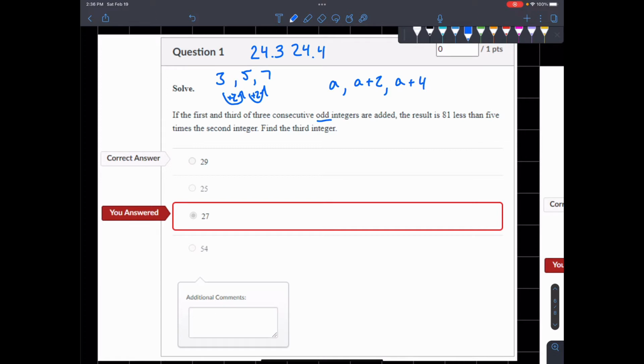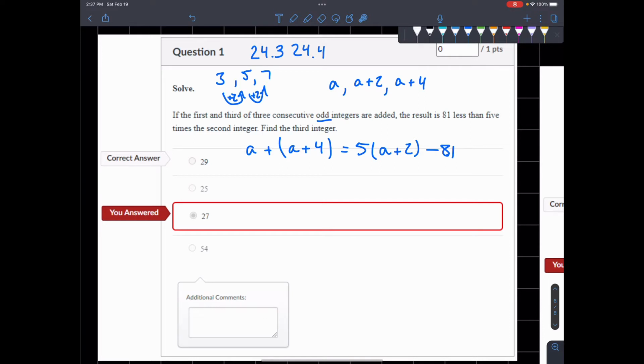So it says, reading this statement, if the first and third of the 3 consecutive odd integers, this one and this one, are added, all right, so let's write that down. So a plus 4. The result is 85 less than 5 times the second integer. So that means if we have 5 times the second integer, so that's 5 times a plus 2, then we have to subtract 85 less than, subtract 81 from this side.